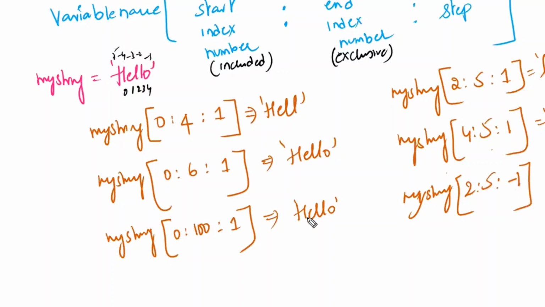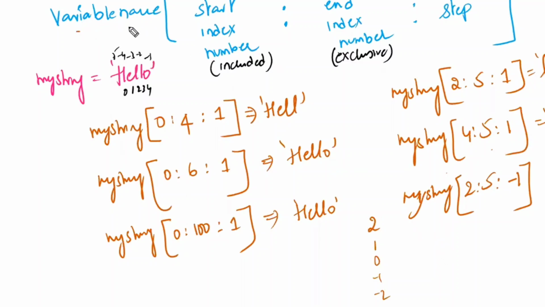Instead of positive, decrement. 2 minus 1, what is 2 minus 1? 1. 1 minus 1, 0. Minus 1, minus 2. When will you get 5? Never will you get 5, right? So it is going to give an empty string. So this is not possible.